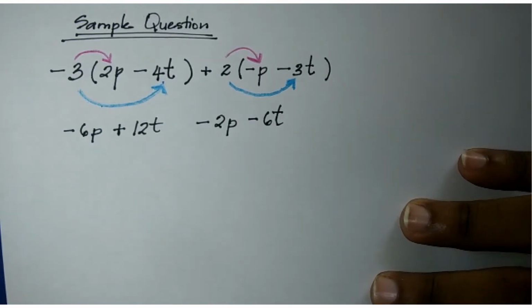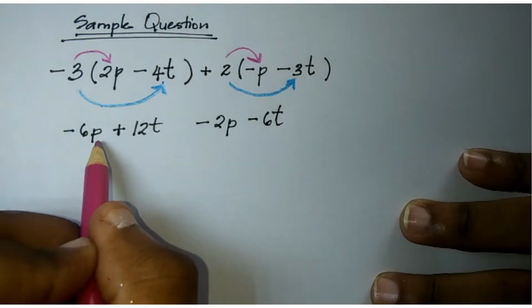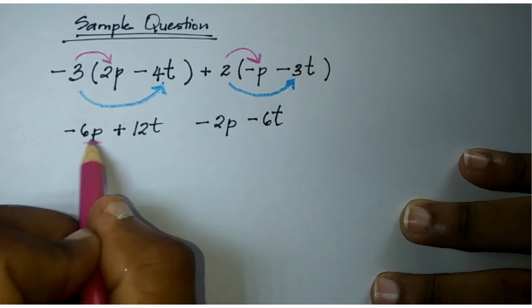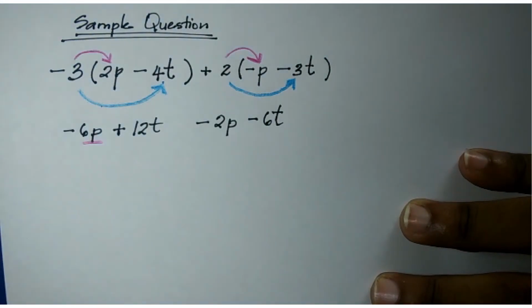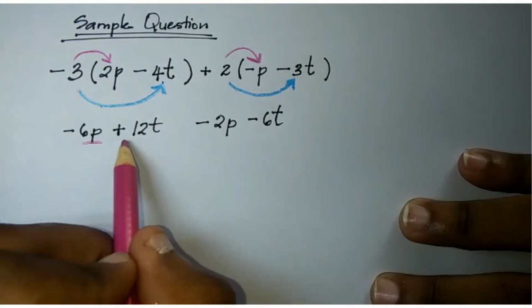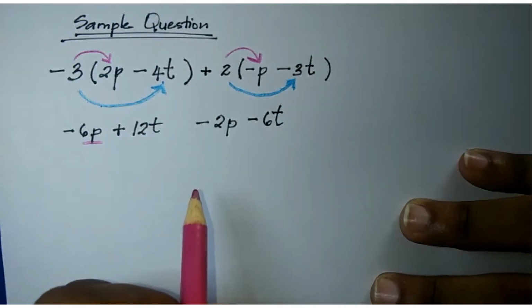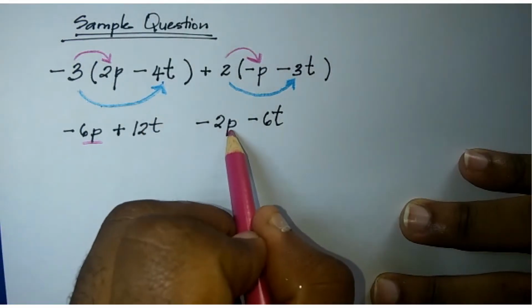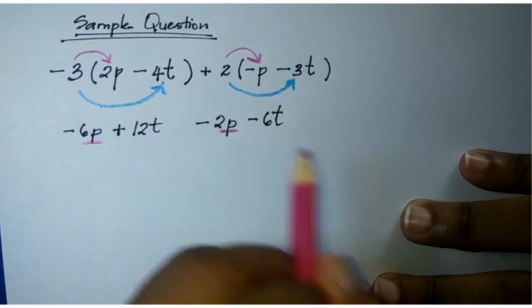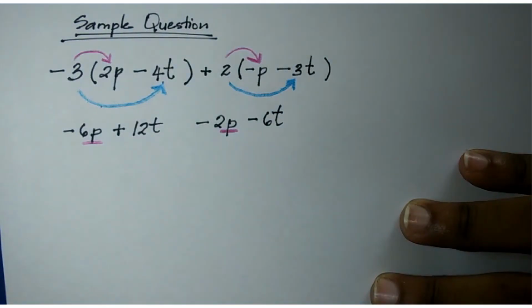But now let's look at it. Are there any like terms? And remember that like terms have the same exact variable raised to the same power. Let's start here. I see a p right here. I'm going to look through to see if I see any more p's. No, that's a t. Not going to use that right now. But look, there's another p. Good. So those two are like terms.